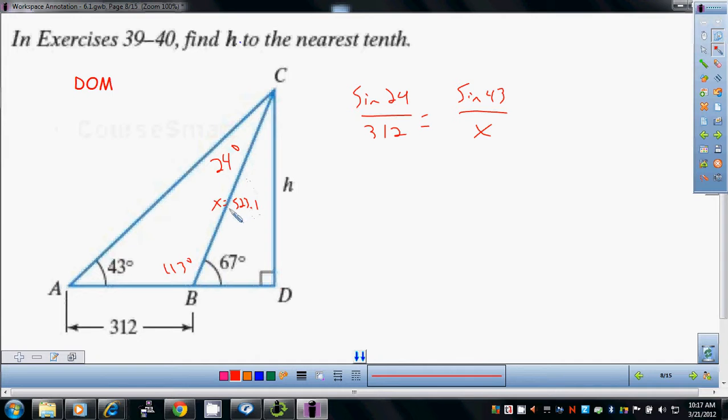From here, you can solve the last triangle two ways. You can do law of sines again: sine of 90 over this equals sine of 67 over h. Or, because it's a right triangle, you can just do SOHCAHTOA. What angle do we have to work with in that triangle?